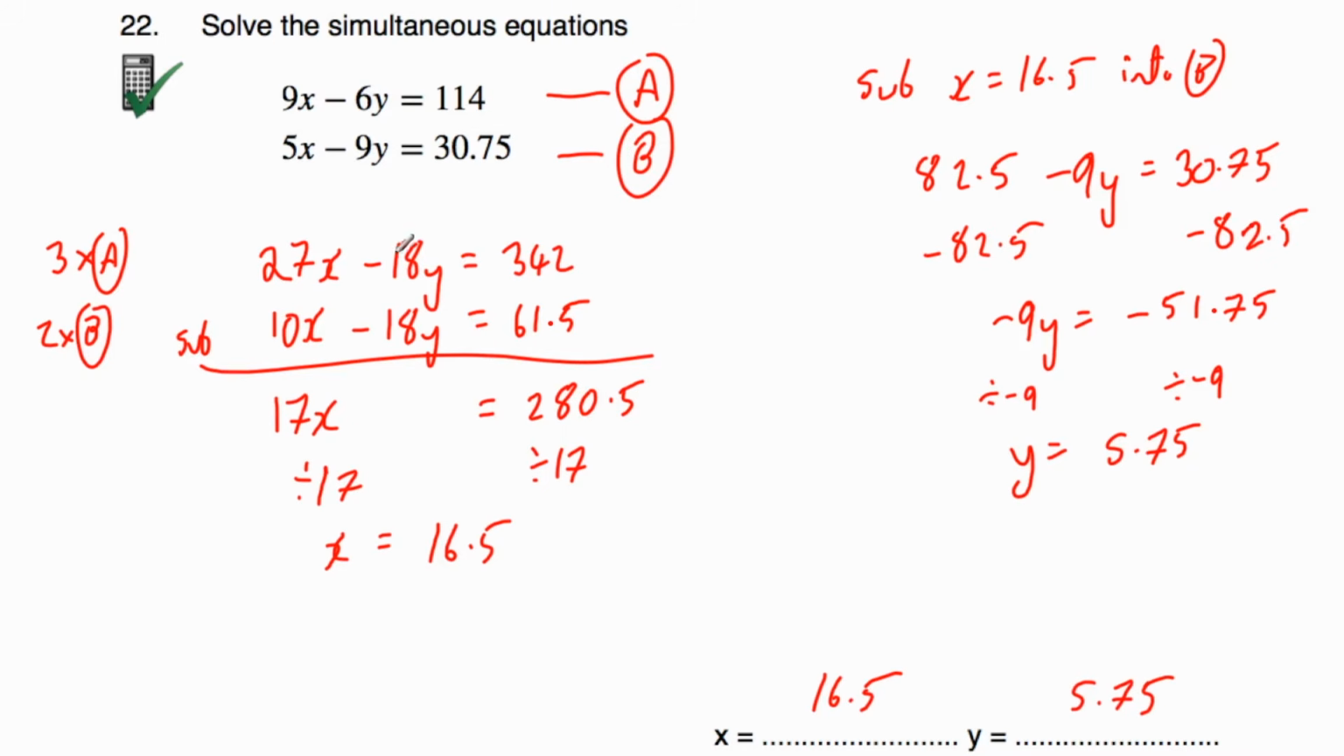And we can check our answer. We can check our answer by substituting both of those into equation A, and if you want to do that, feel free to do that now. So x equals 16.5 and y equals 5.75. Fantastic. Okay, let's have a look at our next question, question number 23.